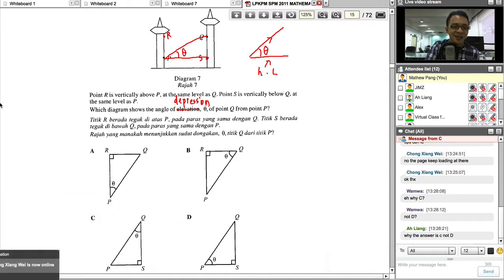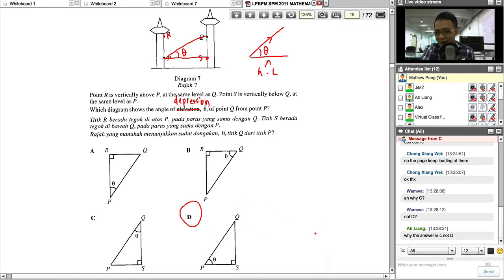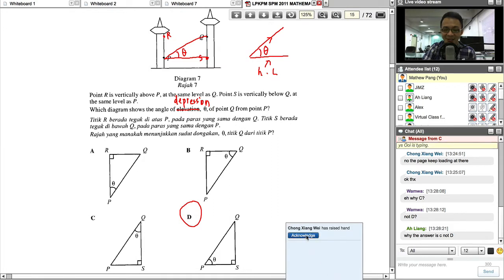The angle, the answer is D. Yeah, I see the triangle, I forgot to look at the angle. Yeah, it's D, because this is the angle. The angle should have P. Yeah, thanks to Wamwa and Aliang. Yes, the answer is D.